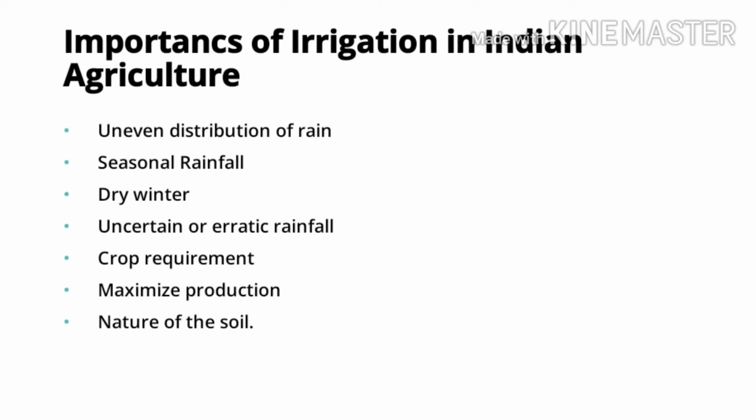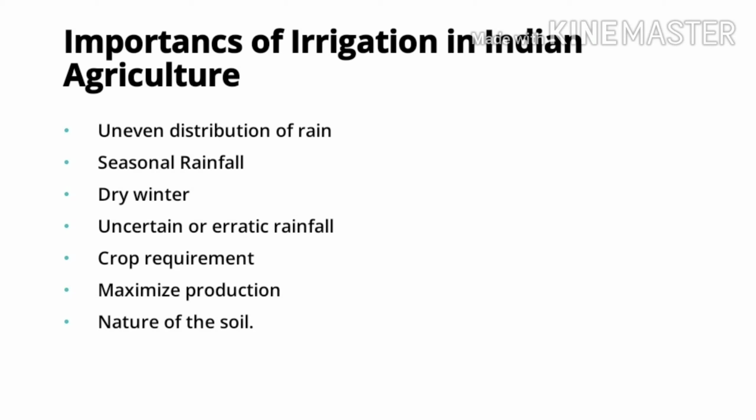Irrigation plays a very important role in Indian agriculture because of the uneven distribution of rainfall in the Indian continent. The average rainfall in India is around 110 centimeters, but this rainfall is not equally distributed in all places of India. For example, Assam and West Bengal receive rainfall of 150 to 250 centimeters, whereas places like Rajasthan receive less than 25 centimeters. So for this reason, irrigation is very necessary.